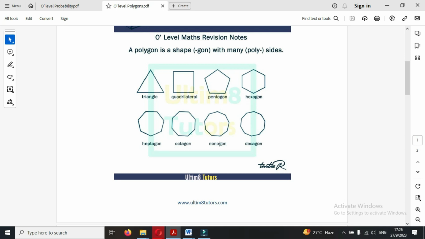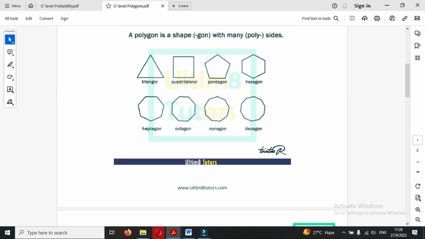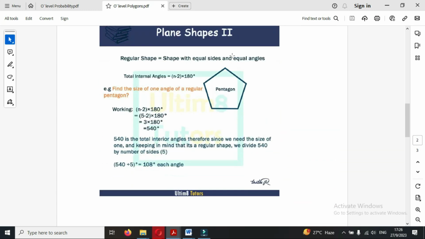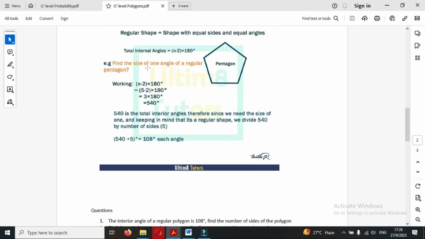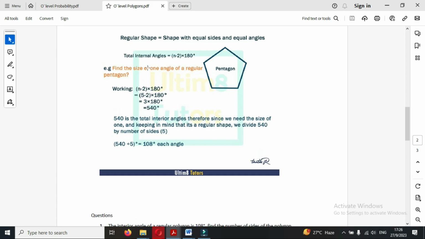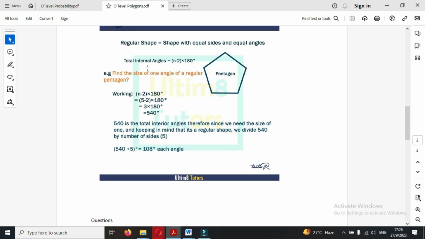Okay, so when we want to find total internal angles, we look at this formula. Total internal angles equals n minus 2 times 180. The reason we say times 180 is because that's how many triangles we can fit in that shape. If we connect the vertices and make triangles out of this shape, we can make n minus 2 triangles. Now, what would be n? N is the number of sides.